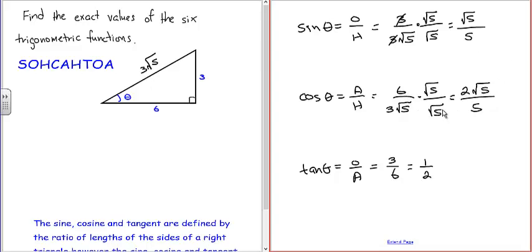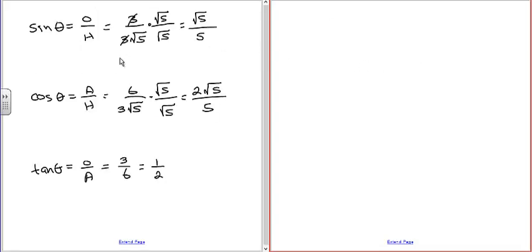Now, as far as the other trig functions, I can do it two ways. I could take the reciprocal of this, or I could just use the values from the triangle. So I'm going to use the values from the triangle.